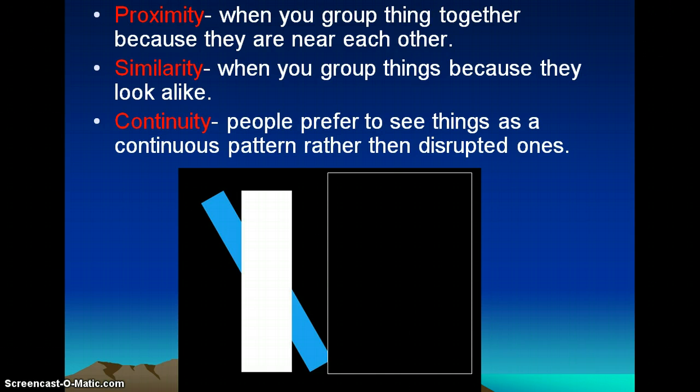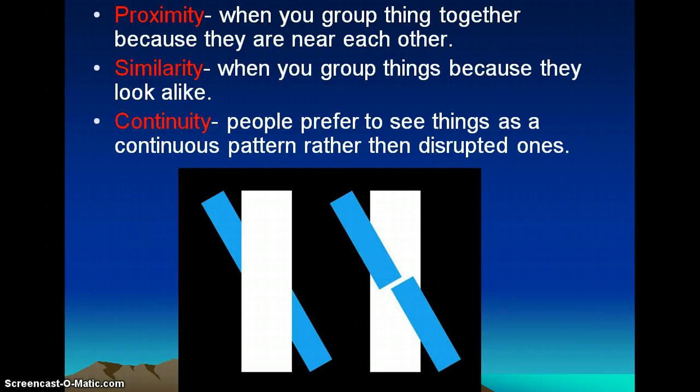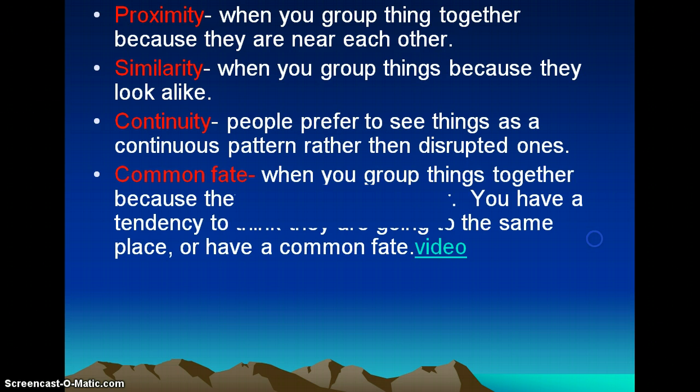Same with this one. When I look at it, I would say, well, that's a white rectangle with a blue rectangle slanted behind it. But in actuality, it's two blue pieces. We want to see it as a constant flow, but it's actually three different pieces.